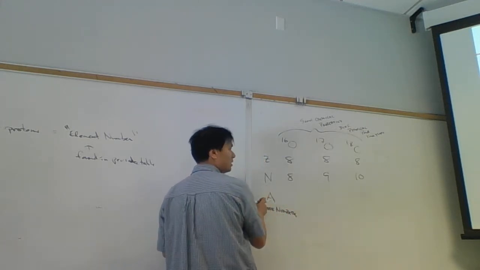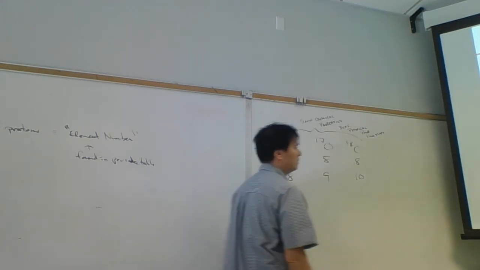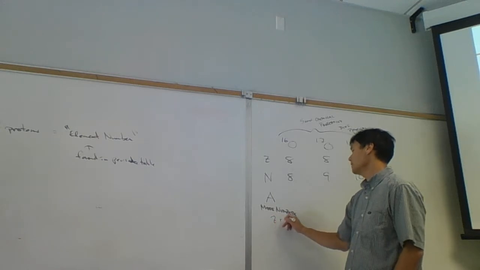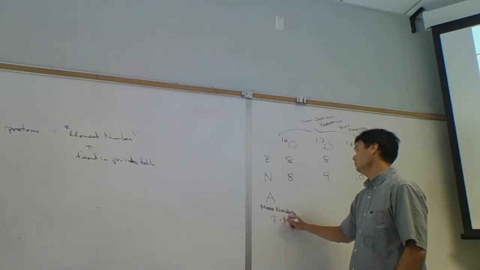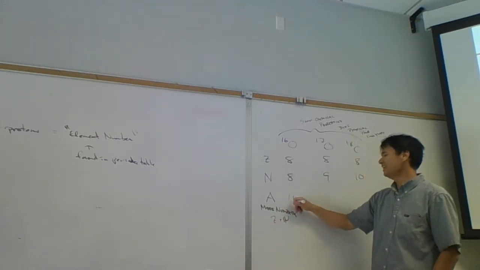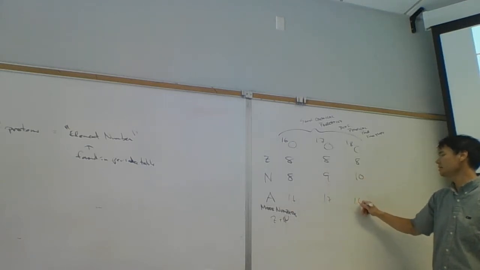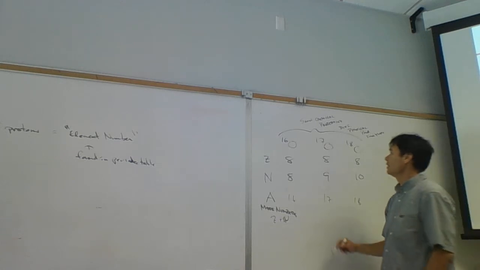So N is neutron, A is mass number. And the mass number is just Z plus N. And so 8 and 8 is 16, 8 and 9 is 17, 8 and 10 is 18. Okay, and that's what we put up here.